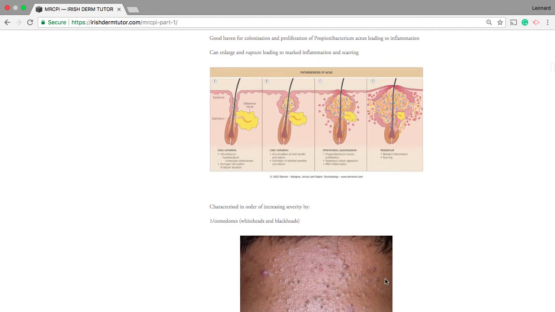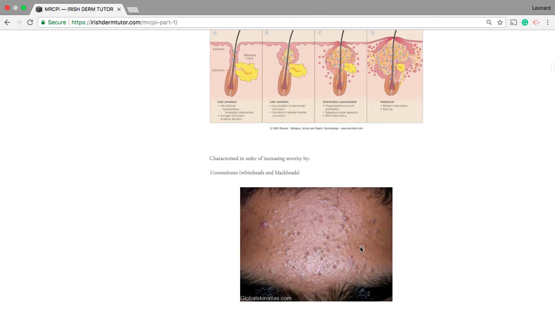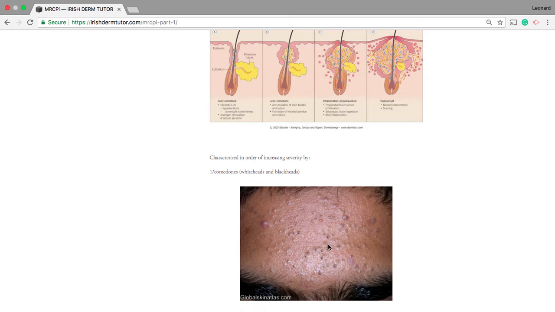So acne is characterized in order of increasing severity by comedones first, and everyone knows these as whiteheads and blackheads. So here's an image of an individual who's got marked comedonal acne. Here we can see blackheads, which are also known as open comedones.